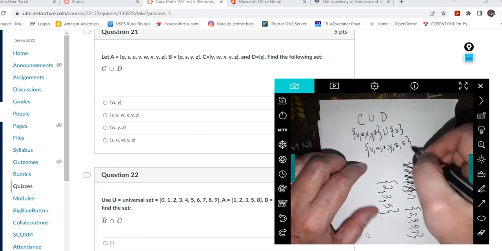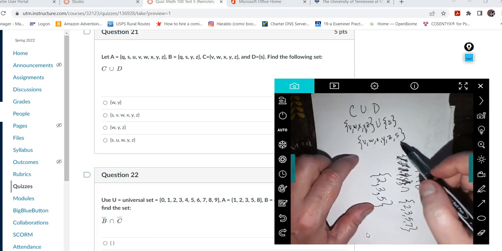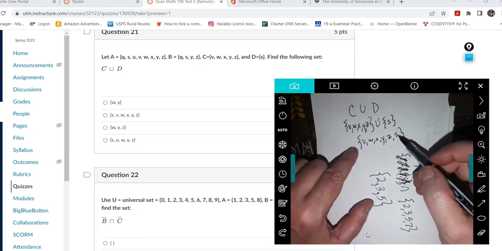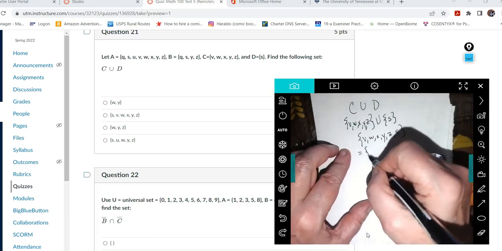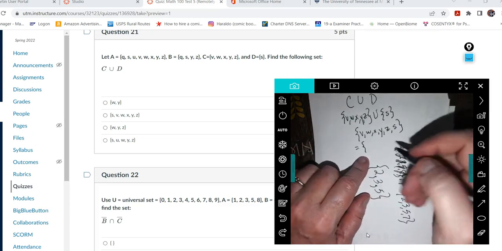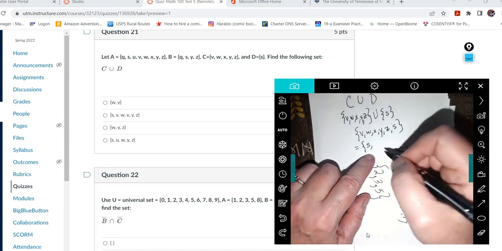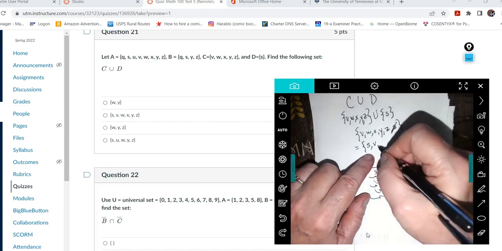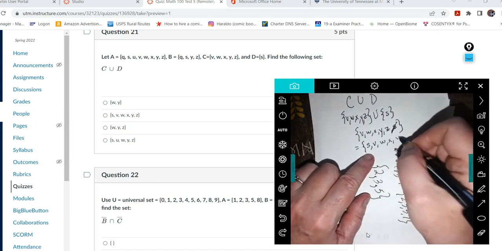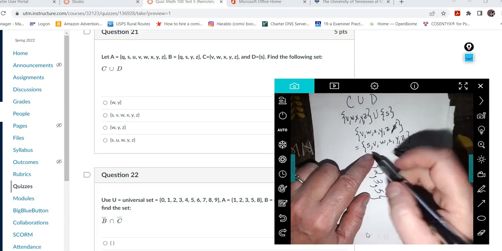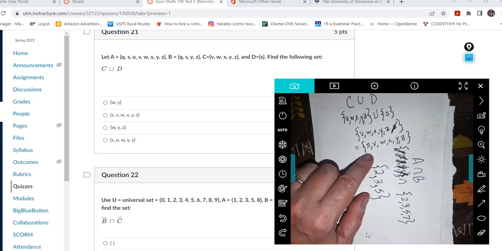Okay. Now, they might write it in a different order. If they write it in alphabetical order, then the S would come first. So the order doesn't matter, but you just can't have repetitions. So S, then V, W, X, Y, Z. That would be the union.